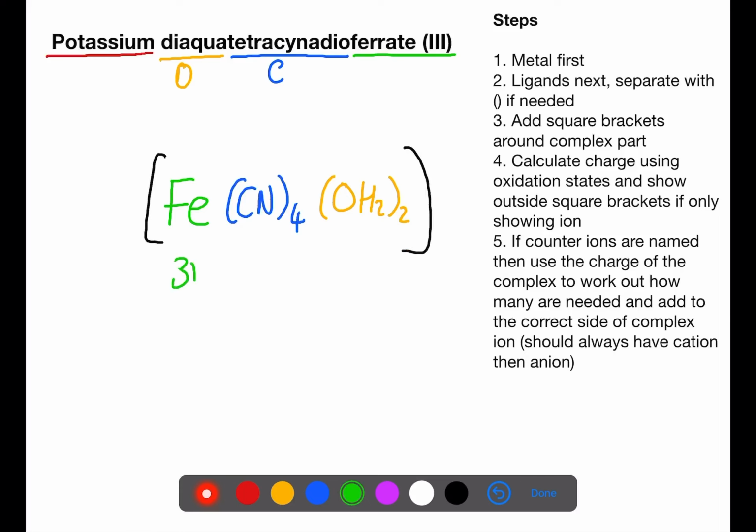The iron has a 3 positive charge. Each of the cyanide ligands has a 1 negative charge, so that's 4 negative overall, and no charge from the aqua. This means that overall the square brackets has a charge of 1 negative. We only need 1 potassium positive ion to balance the charge.